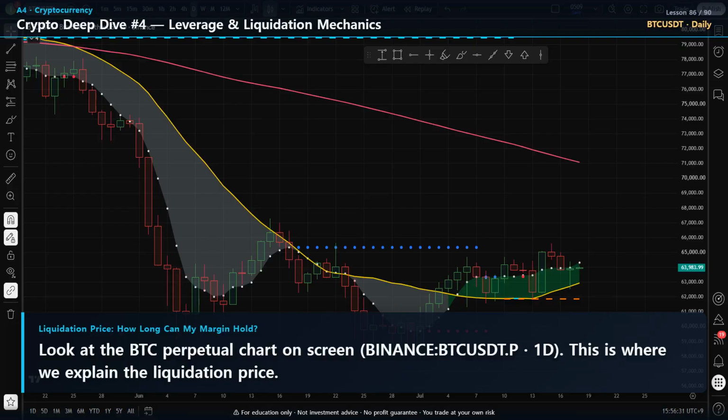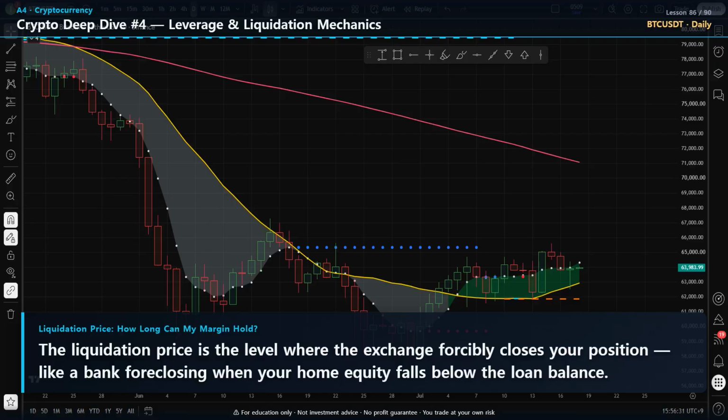This is where we explain the liquidation price. The liquidation price is the level where the exchange forcibly closes your position, like a bank foreclosing when your home equity falls below the loan balance.